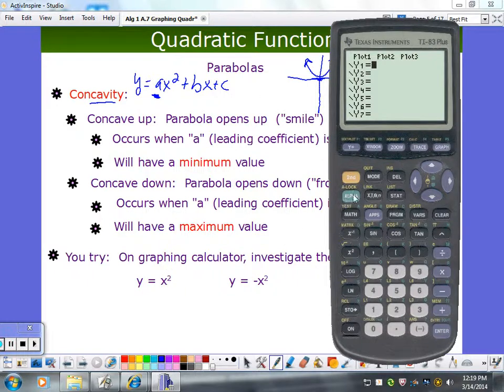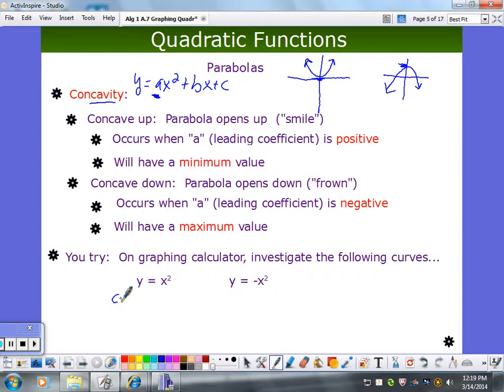If you remember how to get there, if you look at the alpha button, look one to the right, there's your x. Your square button is near the 7. It's up and left. And let's graph this. Y equals x squared. Is this what we expected? Because what is the concavity of this thing? So it is concave up. What is A on this one? Negative. This one we expect to be concave down.